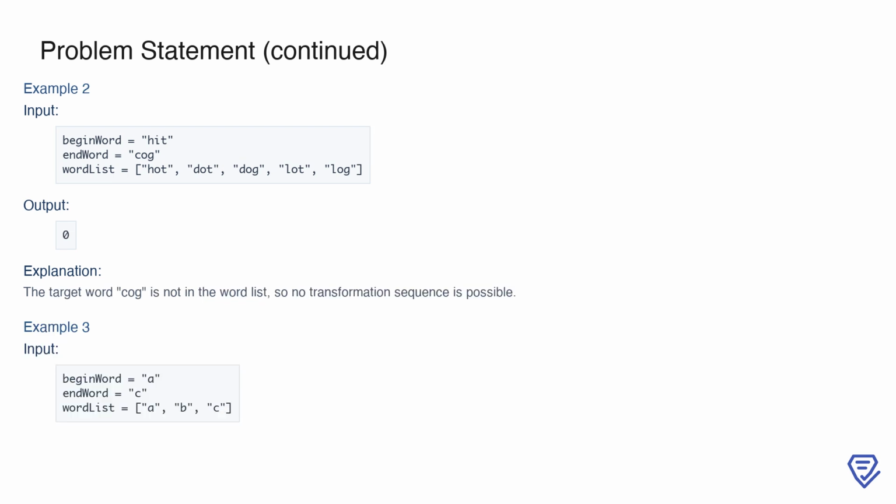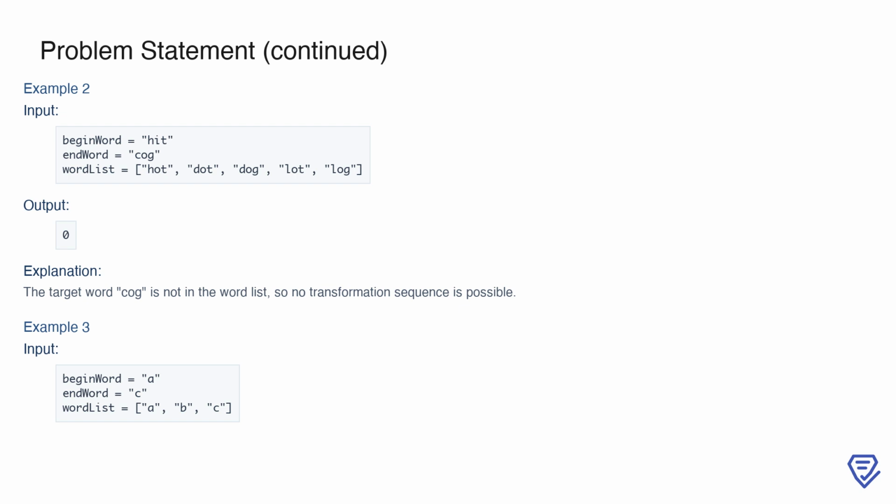Now, consider another example where the begin word is still hit and the end word is cog, but this time the word list is slightly different. It contains the words hot, dog, lot, and log, but not cog. In this case, there is no valid transformation sequence because the target word, cog, is not part of the word list. As a result, the output is 0.